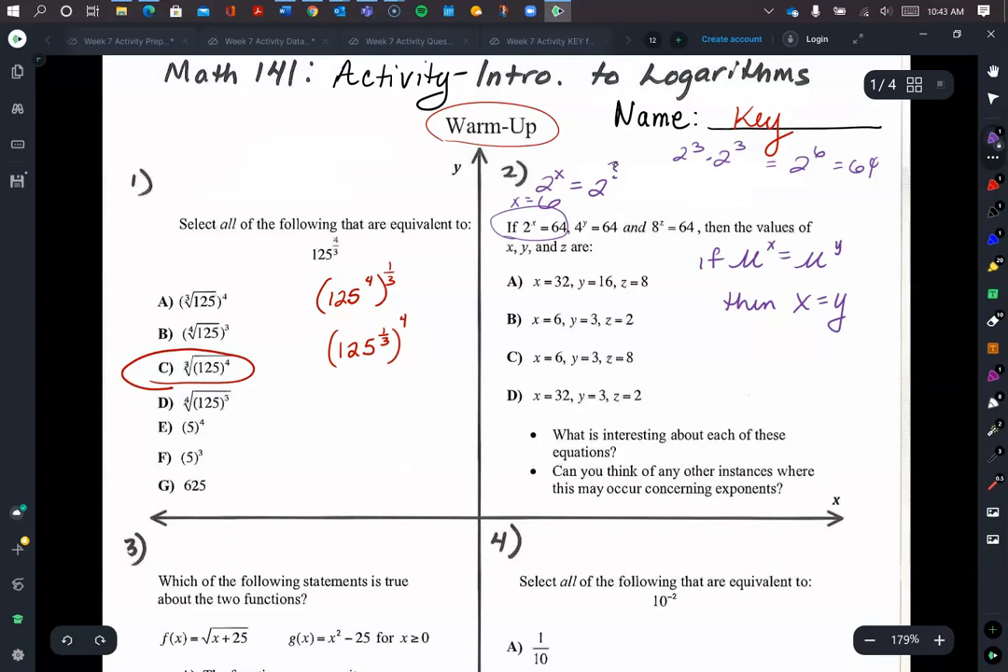So you'd have to find one down here with a 6, but then you also have to look at what the other 2 want as well. And then you can look at these questions. What is interesting about each of these equations? Can you think of any other instances where this may occur concerning exponents? So think about the manipulations I just did and relate that to the questions. Just do your best with that.